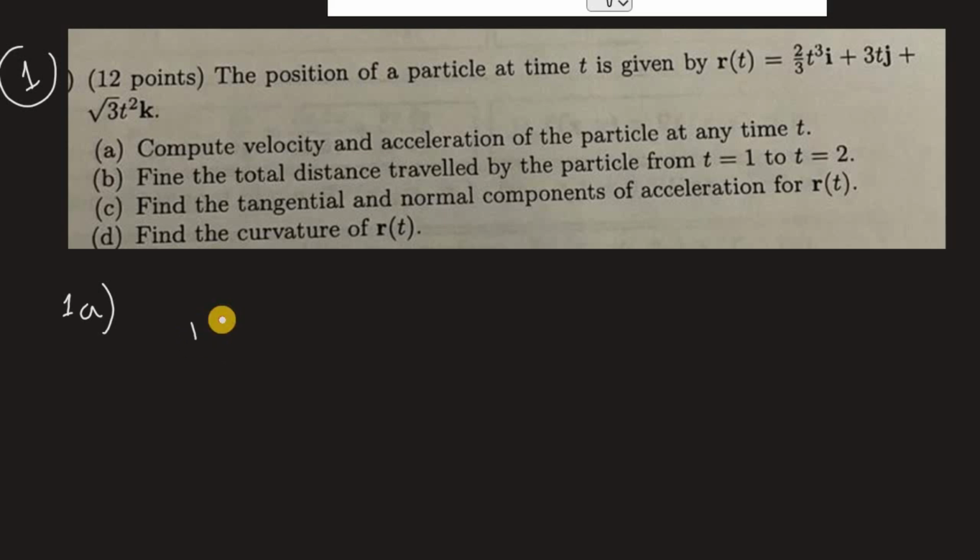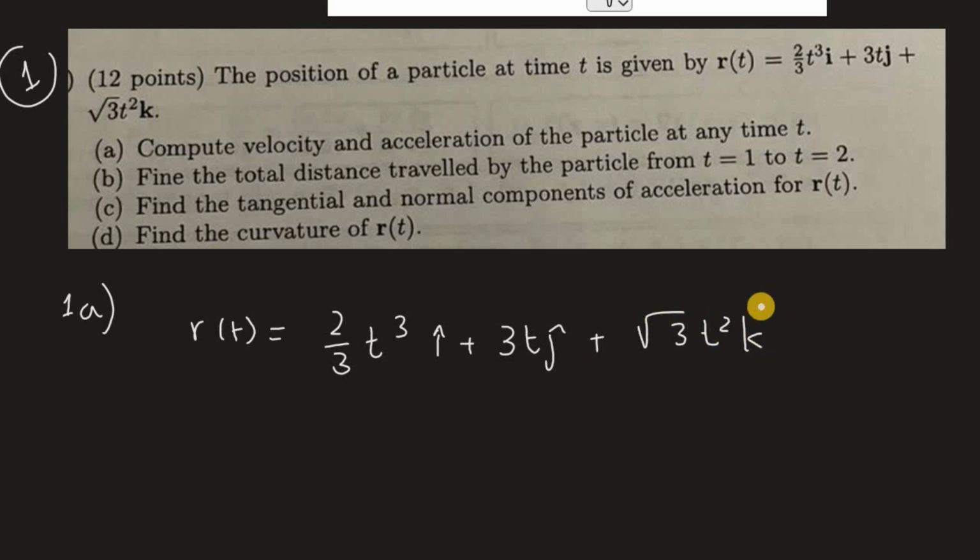So here we have our vector equation given as 2/3 t cubed i hat plus 3t j hat plus square root of 3 t squared k hat. And now to find the velocity, we simply need to take the derivative of the vector function, because this represents the position, and if you take the derivative of the position, it gives you the velocity.